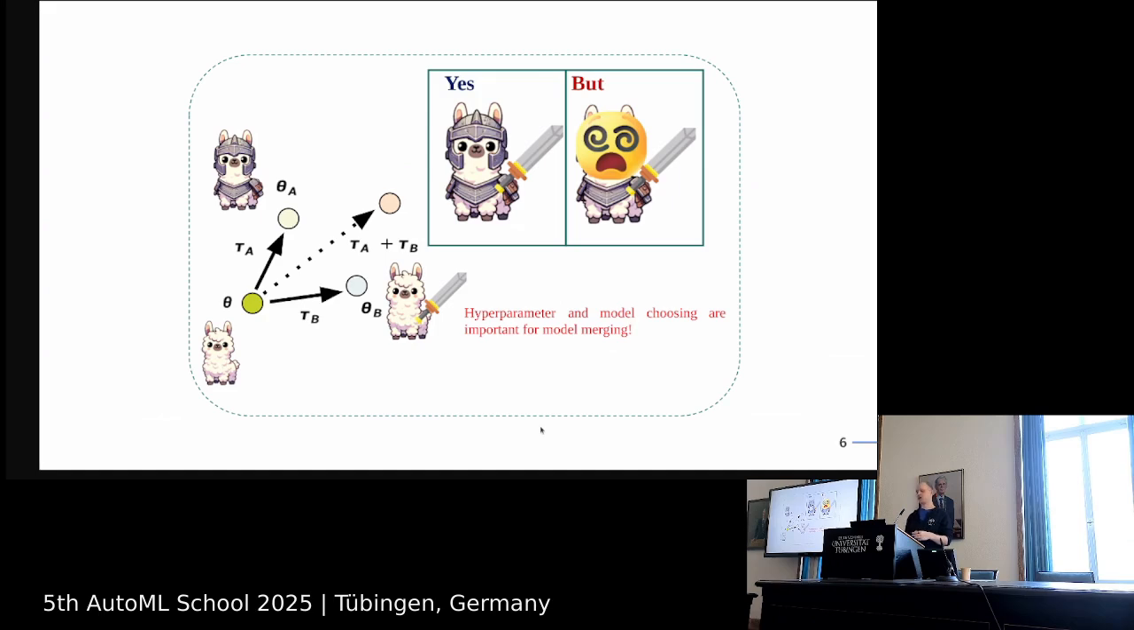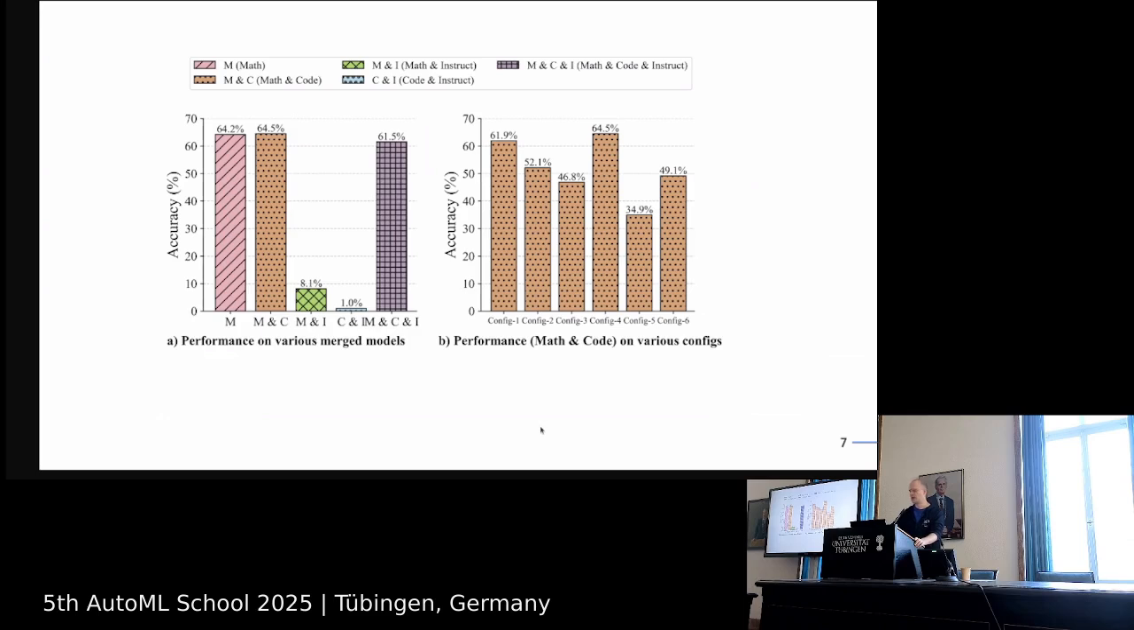And to illustrate this a bit, I brought this slide. What's interesting is that merging is a bit unpredictable. On the left here, what you see is some reasonable default merging parameters.